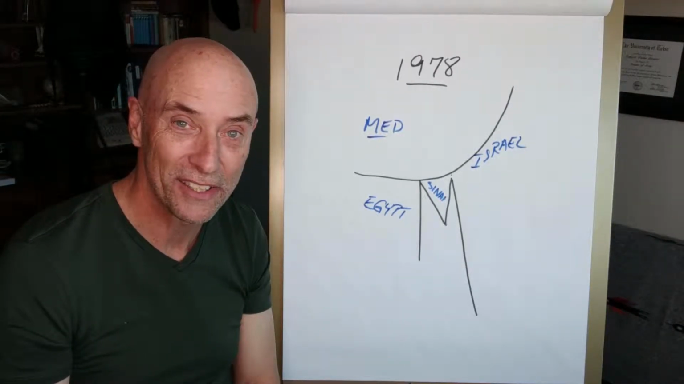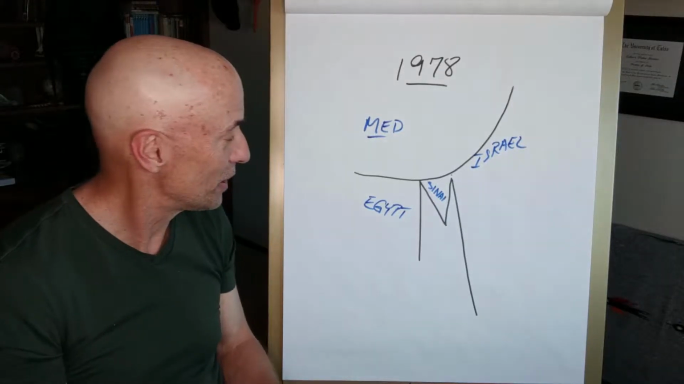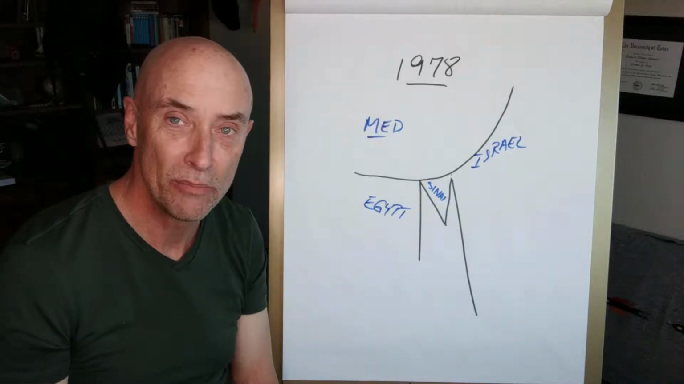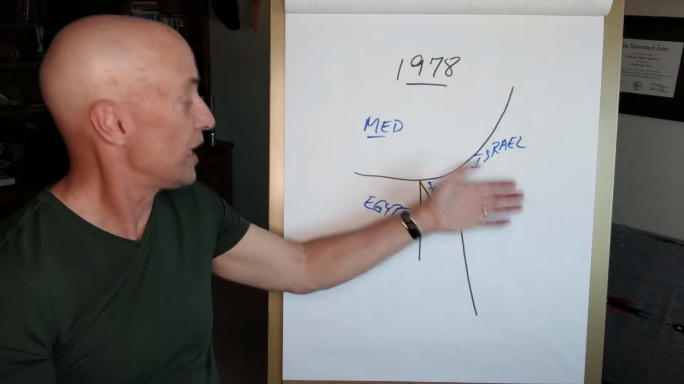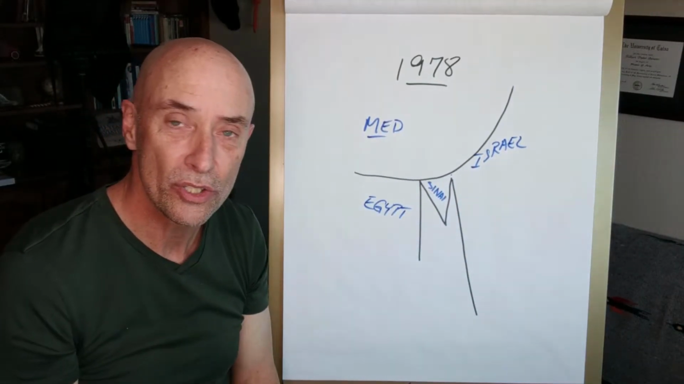If you go back to that time, what they agreed on was that Sinai would be a demilitarized zone. Israel said, Egypt, you can have it back, just no tanks.